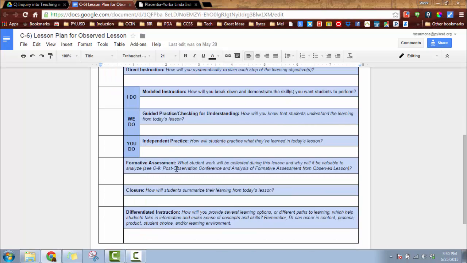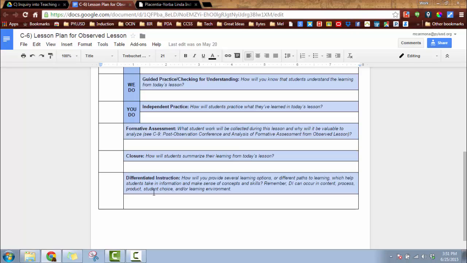Then we go and drill down into formative assessment. What are you going to collect during the lesson? You're actually going to look at Form C-8 is a reflection of the formative assessment that you collect. Or did I say C-8? I meant C-9, as it says here. So we want to figure out what's going to be worthy and valuable to analyze. And then lastly, how are you going to give closure to your lesson? How are students going to summarize their learning from today's lesson?